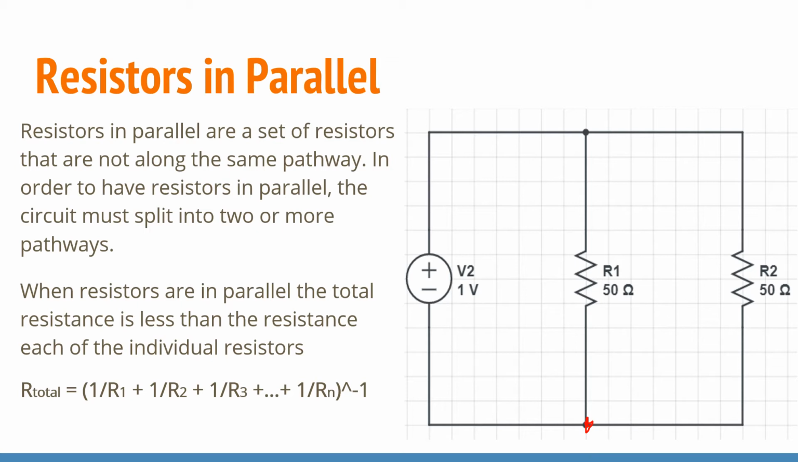The formula to calculate the total resistance of resistors in parallel is given by this formula. Our R total, resistance total, is equal to 1 over R1 plus 1 over R2 plus 1 over R3, and so on and so forth, added together, and then we take the inverse of that value.